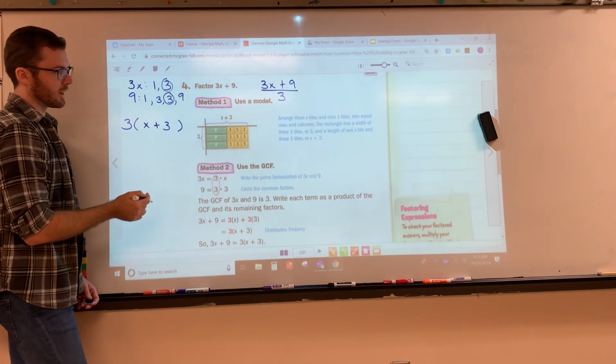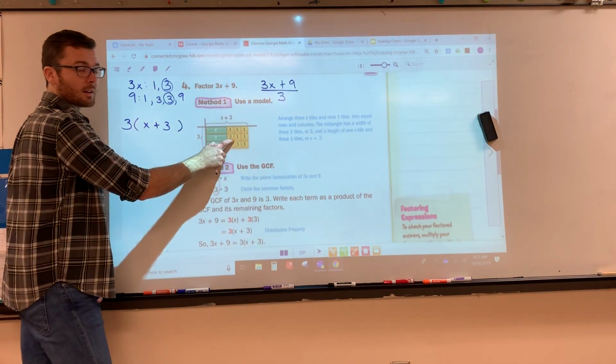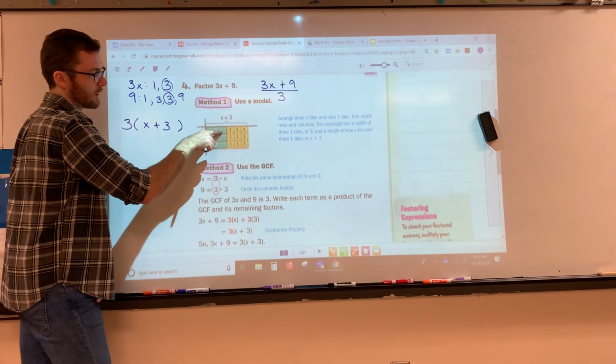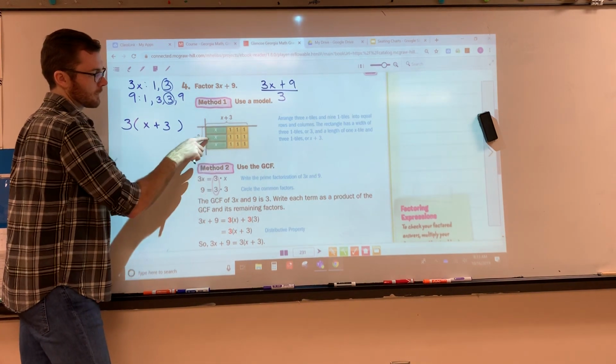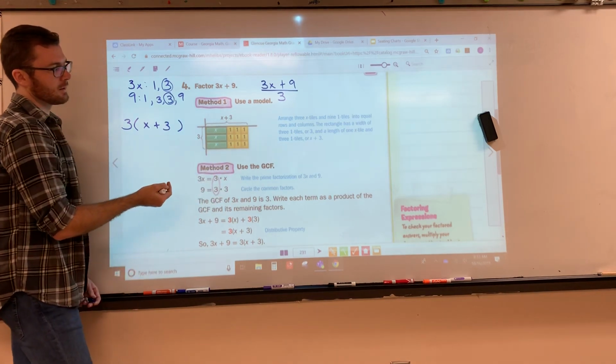We can see a picture of that here. I had 3x plus 9, and I divided them by the greatest common factor to get 1x plus 3. Okay?